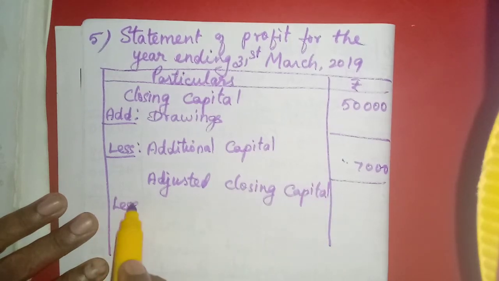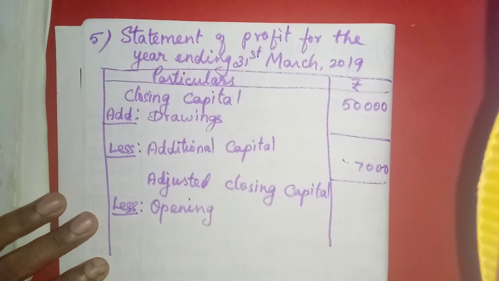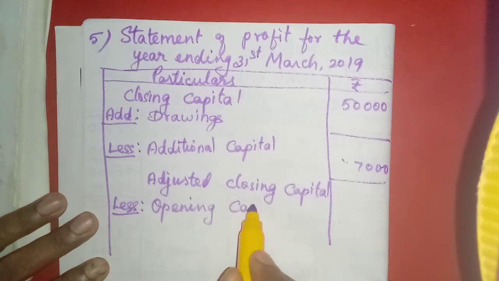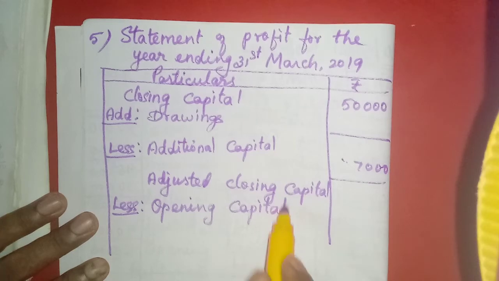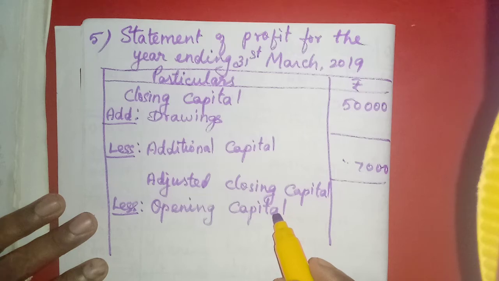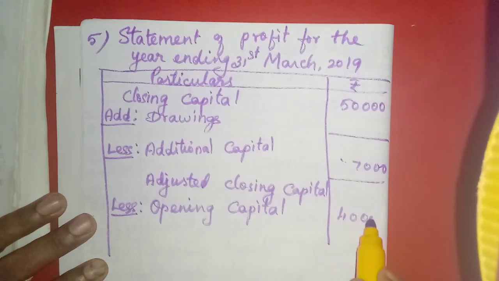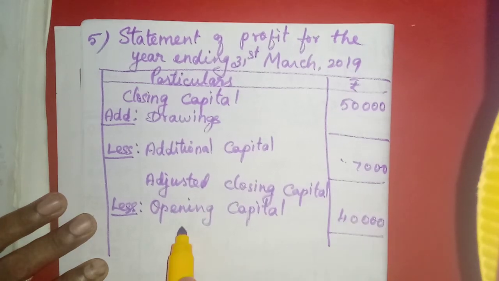Less opening capital. Opening capital is 40,000. We will get profit. How much is the profit? 8,000.